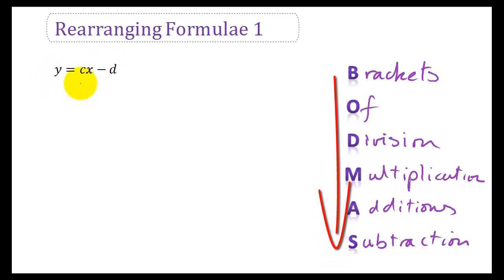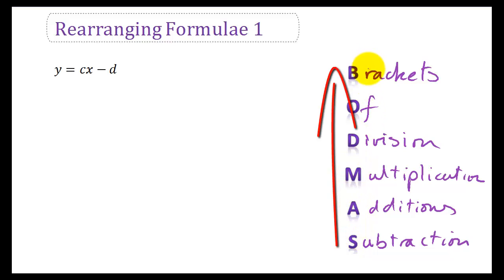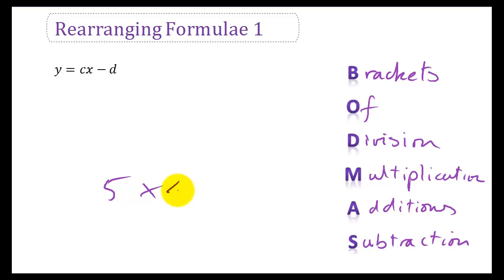More importantly, when it comes to rearranging formulae, when we want to undo things, we do them in the opposite order. So it's quite important you understand the order of operations. Let's look at a quick numerical example. Let's do, say, 5 times 4 add 2. So 5 times 4 is 20, add 2 is 22. But if you were to do the 4 plus 2 first, 6 times 5, you get 30, which shows you get different answers. It's important you do things in the right order.